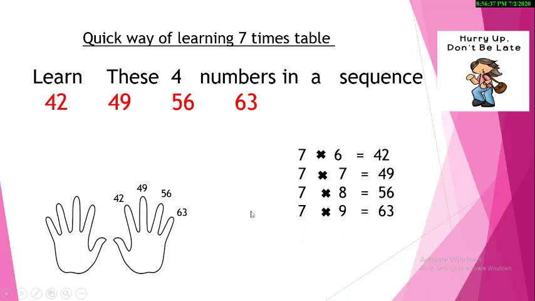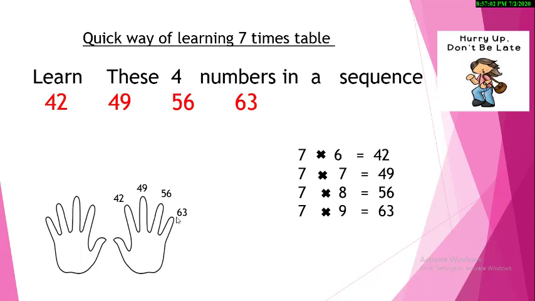You can see that, and starting with the top finger, which is called the pointer finger, you will learn these numbers in a sequence like that. On this finger, 42, then 49, 56, 63. Yes, the smallest finger, which is called the pinky, that is 63. So learn these four numbers in a sequence on your four fingers.